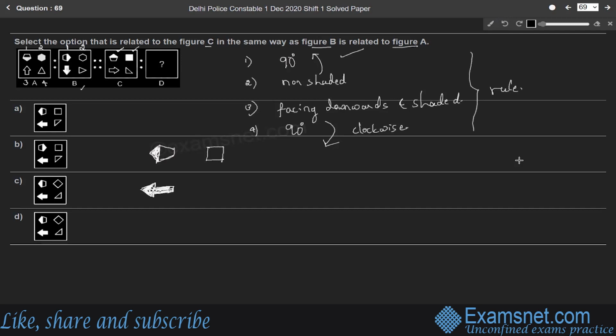Whereas a triangle, in the previous case, it was rotated through 90 degrees in the clockwise direction. Therefore, since it is a right angle triangle, when it is rotated through 90 degrees in the clockwise direction, we will get such type of image. Therefore, by looking at all these figures, we can conclude that option A is the right answer, right?